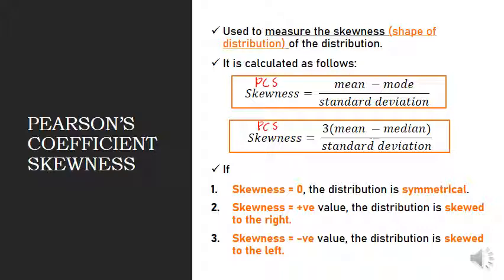So, if your PCS is equal to zero, or 0, then the distribution is said to be symmetrical. If your PCS is a positive value, then the distribution is positively skewed or skewed to the right. And if it is negative, then the distribution is said to be skewed to the left.